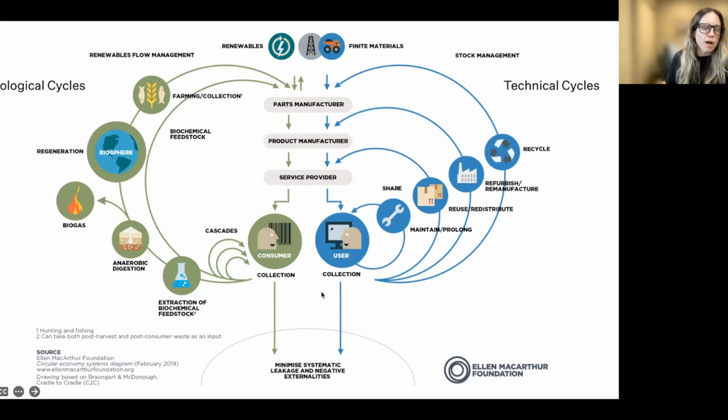But of course, that's what we're seeing a lot of today, is that most things are leaking out of these cycles. And then on the technical cycle side, it's a similar concept where you're refurbishing, remanufacturing, reusing, redistributing, recycling, whatever that product is. It's then going back into a material, then through to a product, then potentially through to a service provider, back to the user, collection again, and hopefully the collection enables that product or material to stay in that cycle. So it's just thinking about these two different loops or two different cycles distinctly.